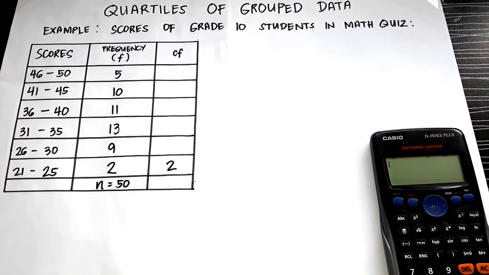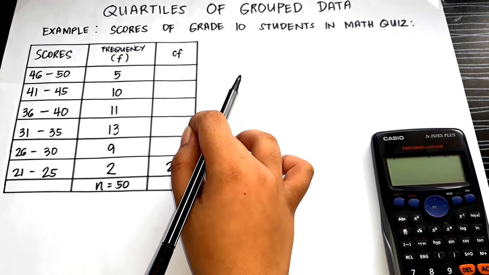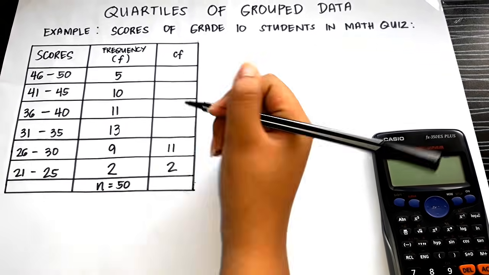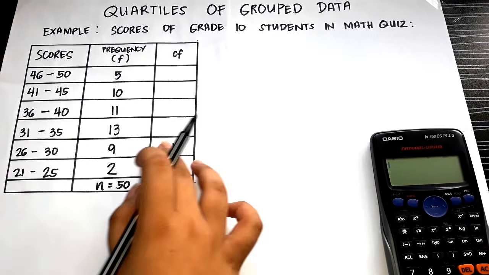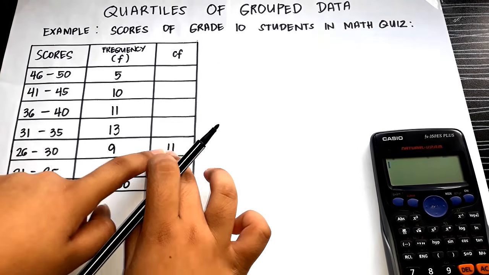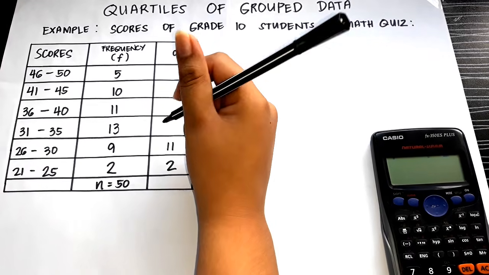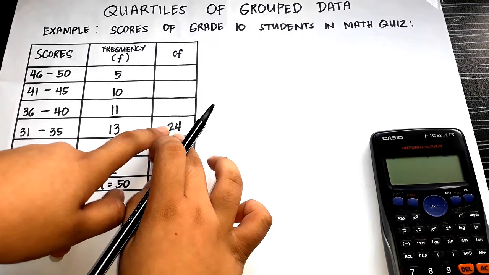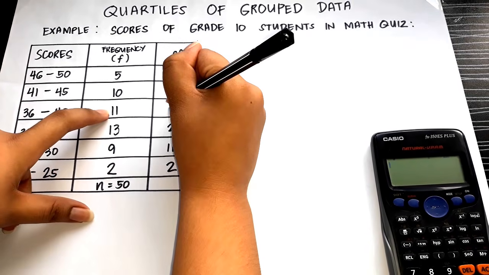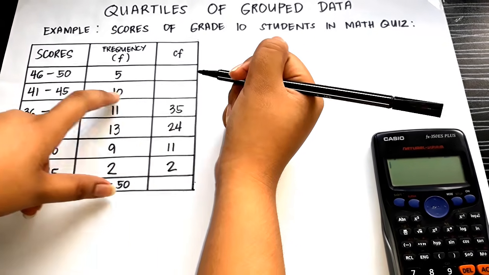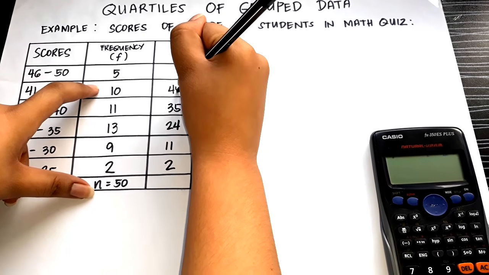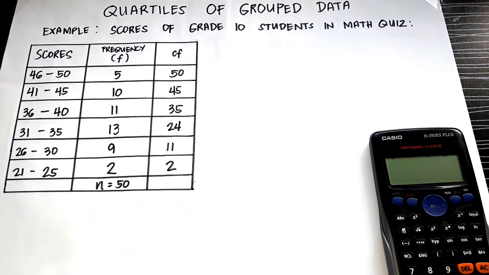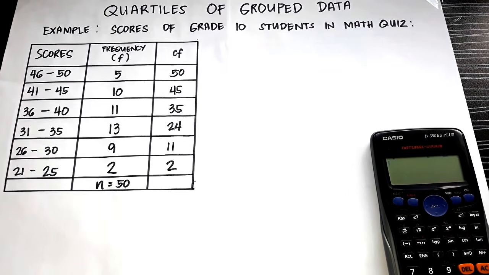And then, how can we get the next cumulative frequency? We're just going to add 2 to 9. That is 11. And then, to get the next cumulative frequency, we're going to add 11 and 13, that is 24. And then, again, we have 24 plus 11, that is 35. And then 35 plus 10, that is 45. And then 45 plus 5 is equal to 50. So that is how we get the cumulative frequency.